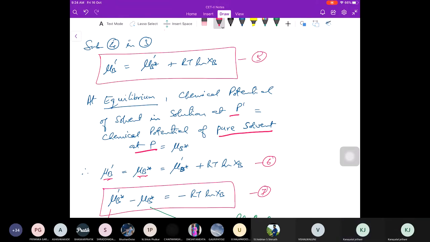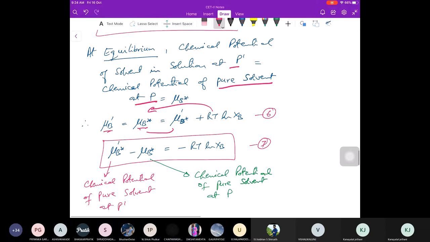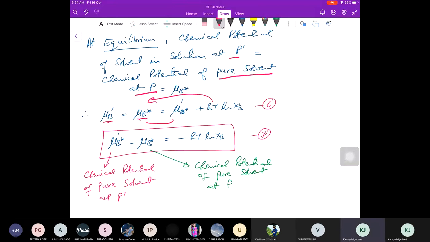Okay, equation 6. So we can write this as mu b star prime minus mu b star, bringing this here, and that is equal to, on the left hand side, minus RT ln xb. So what we have is mu b star prime, which is the chemical potential of pure solvent at P prime, and mu b star is the chemical potential of pure solvent at pressure P. Okay, equation 7, any questions?